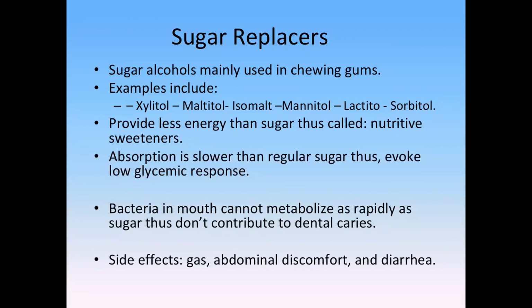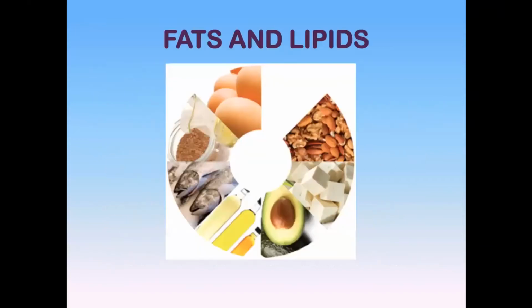Absorption is slower than regular sugar, thus they evoke a low glycemic response. So they are used in some diet products or diet drinks, and also chewing gums, because the enzymes in the mouth or the bacteria in the mouth cannot metabolize them as rapidly as sugar, so they don't contribute to dental caries. The side effects of these sugar replacers are gas forming because of the indigestion, and they have high osmolality, so they can draw some fluids, and also they can cause abdominal discomfort.